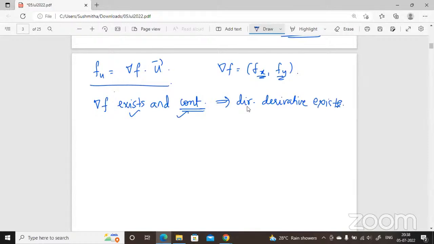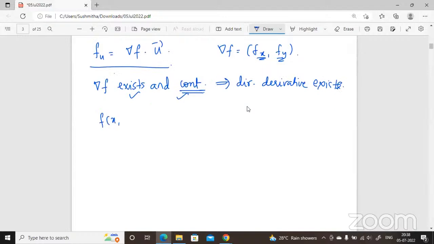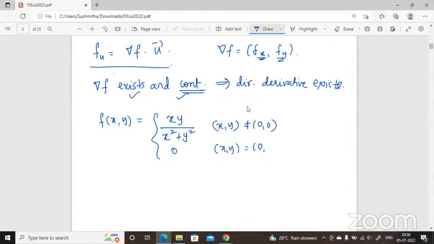Can you explain this example once again, ma'am? Because I have not understood the cautionary part. That is, what happens at 0, 0. What that example was, I don't remember. Yes, ma'am. f of x, y is equal to xy divided by x squared plus y squared if (x, y) is not equal to (0, 0), and 0 if (x, y) is equal to (0, 0). What does it mean? Sorry, can you please repeat?